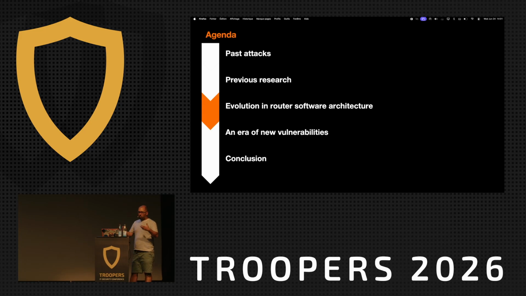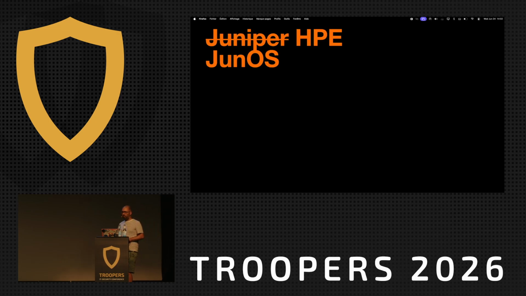So what evolution in terms of router architecture made all this possible? Juniper does not exist anymore as a company. It's now called HP, but it's still JunOS.